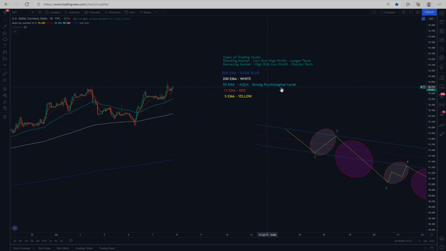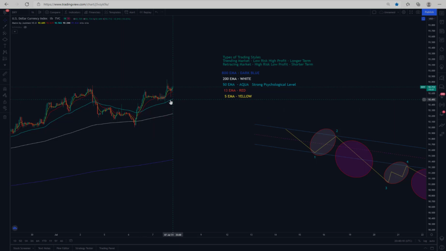50, like I said, is a really strong psychological level. Tells me what is my average price within the last 50 printed prices. And why is 50 so important to us? It's simply because 50 is a psychological level between buyers and sellers.